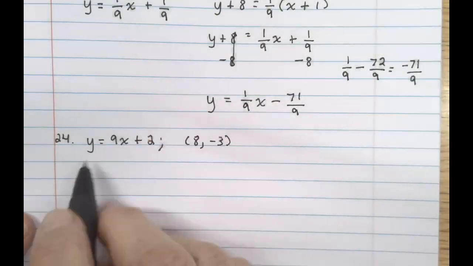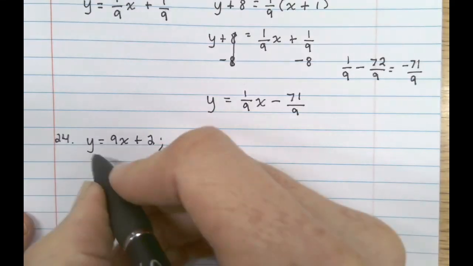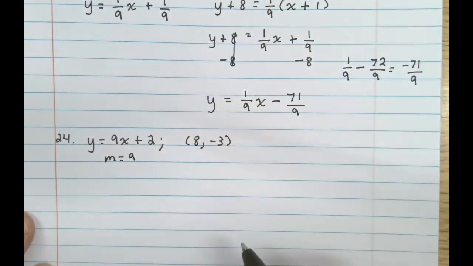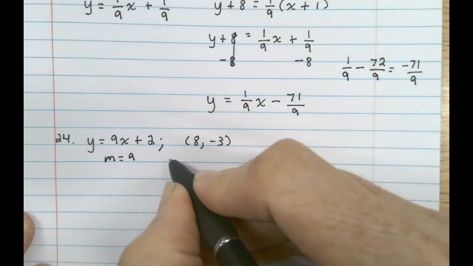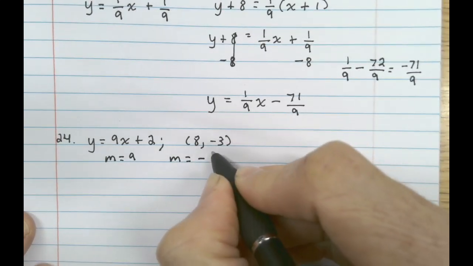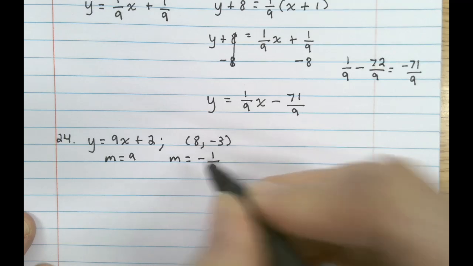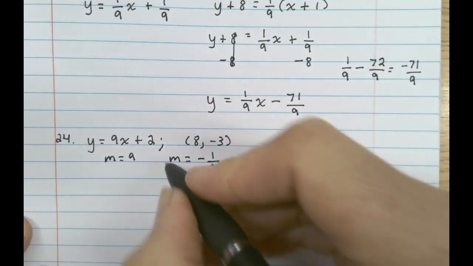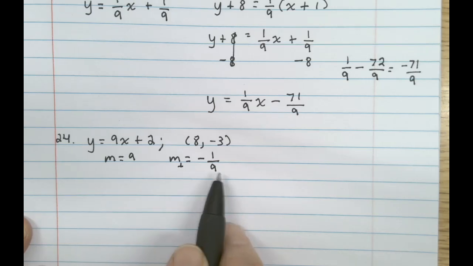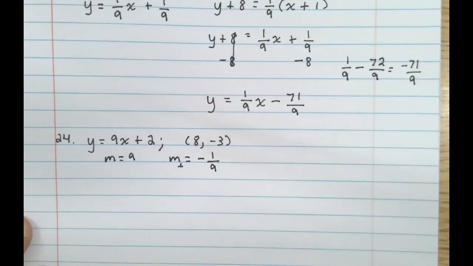Okay, well, again, this is in slope-intercept form, so that's nice. I can see the slope is going to be 9. That means the perpendicular slope is the negative reciprocal, or in this case, negative 1 over 9. Here I'll do the little perpendicular sign down there. The perpendicular slope is going to be negative 1 over 9.